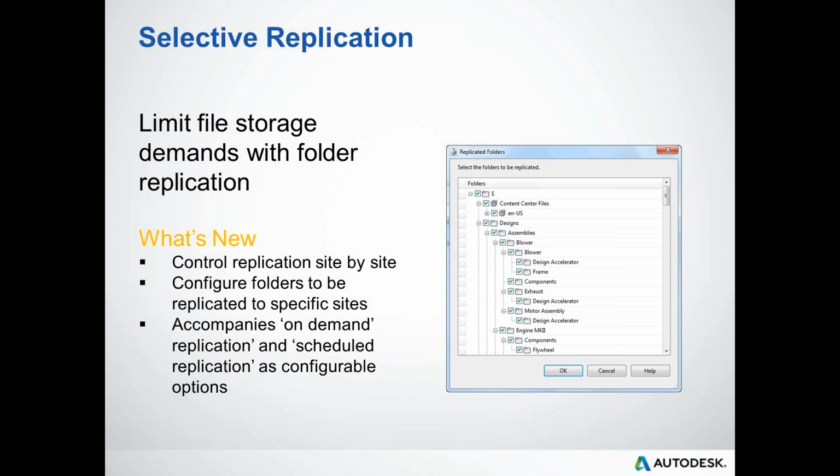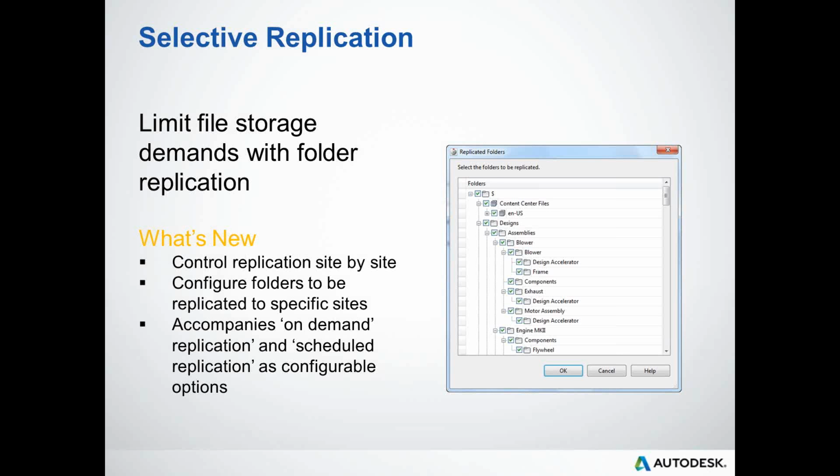Selective replication is a biggie. The firm I was at last week has a main office, so on their main server, all the files would be replicated. But then there's a particular satellite office. They're only working on certain projects, so they don't need the files replicated to that satellite office from every office. They only need the projects they're working on.